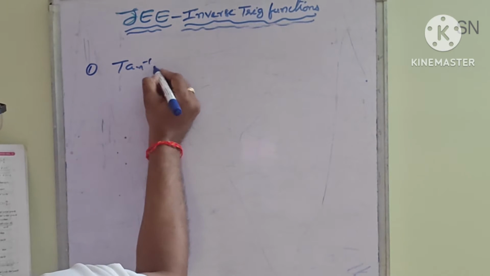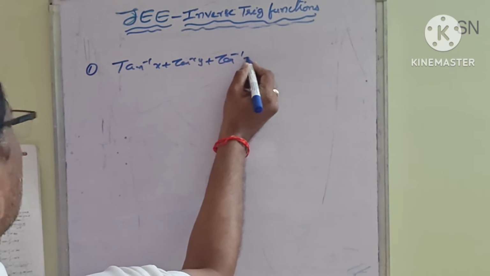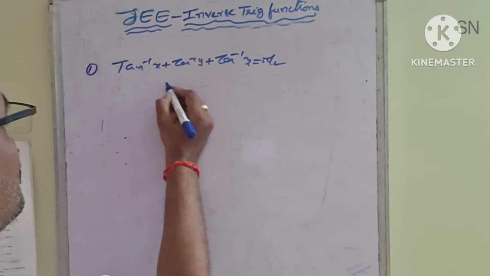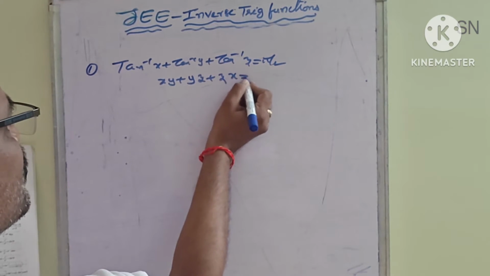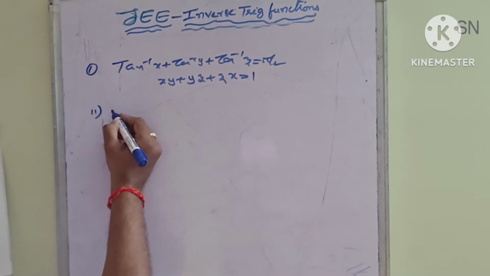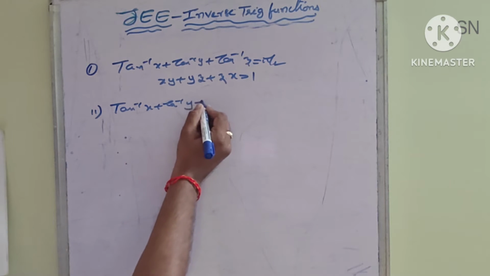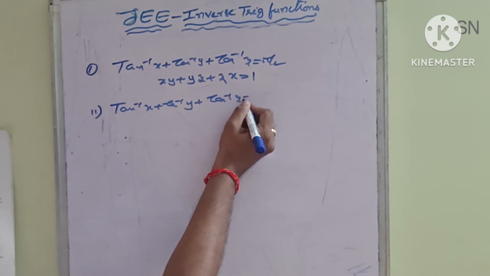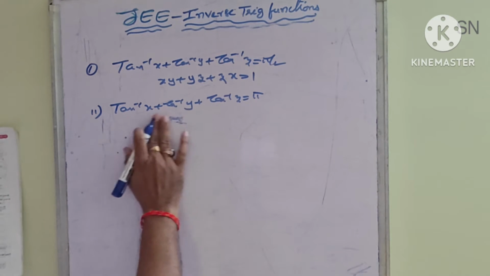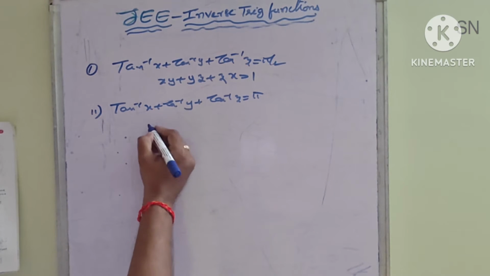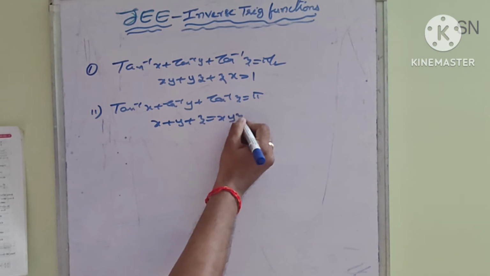Now tan inverse x plus tan inverse y plus tan inverse z is equal to pi by 2, then xy plus yz plus zx is equal to 1. Now the second one, tan inverse x plus tan inverse y plus tan inverse z is equal to pi, then x plus y plus z is equal to xyz.